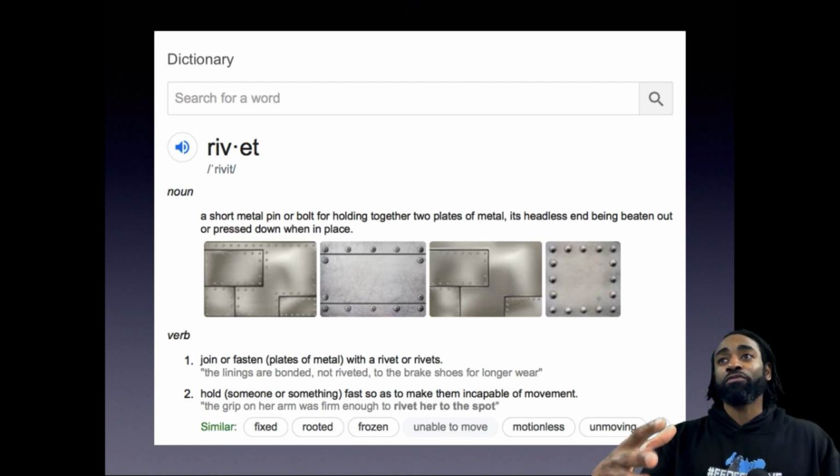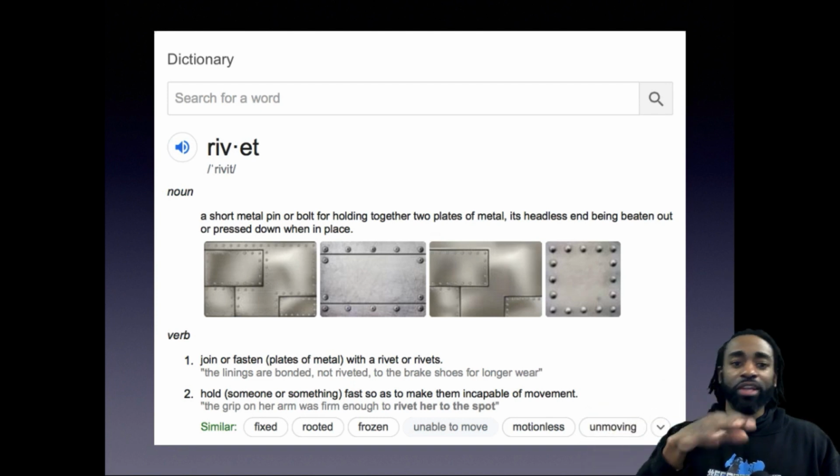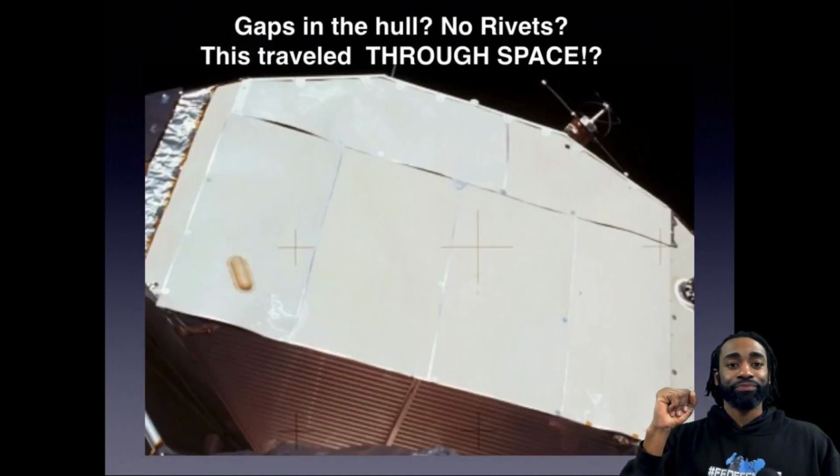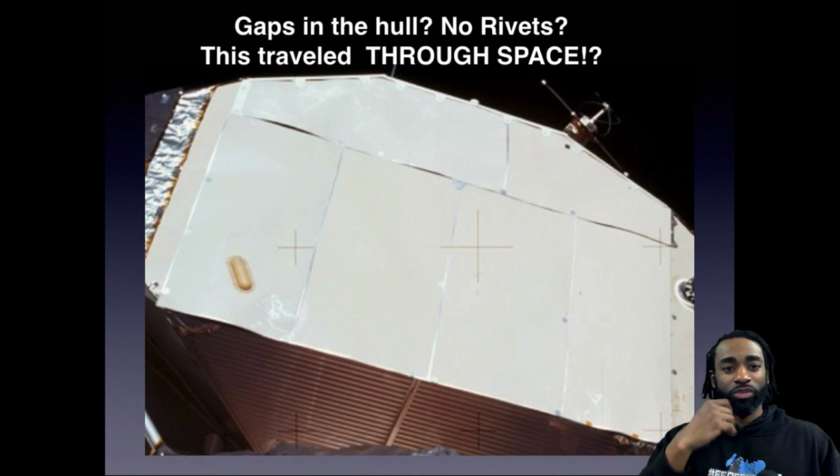Okay, now if you're flying in a single prop Cessna just a few miles above Earth at dozens to hundreds of miles at a time, and you got this much thought put into it, okay, this is the frame right here. They want to make sure that the exterior of this plane is tight, that it's secure. Okay, now let's look at this, and this is a $25,000 to $150,000 single prop Cessna. Okay, now let's look at the lunar module. We got gaps in the hull. Is that metal? Does that look like metal plating? Why is this not riveted? You think this actually traveled through space?